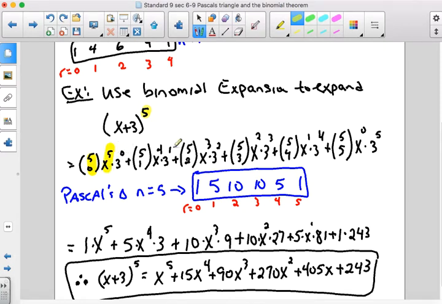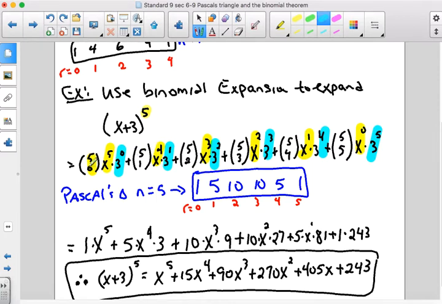Notice what my x's do. X to the 5th, x to the 4th, x to the 3rd, x to the 2nd, x to the 1st, x to the 0. Notice then what my second term does. My second term goes 3 to the 0, 3 to the 1st, 3 to the 2nd, 3 to the 3rd, 3 to the 4th, 3 to the 5th. So that's basically the setup.